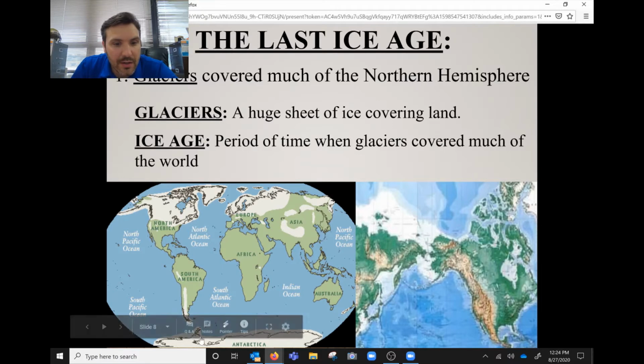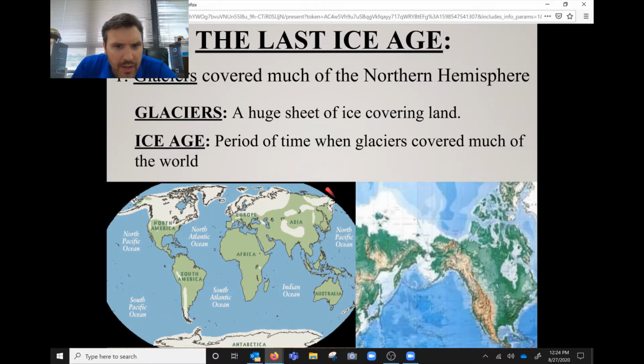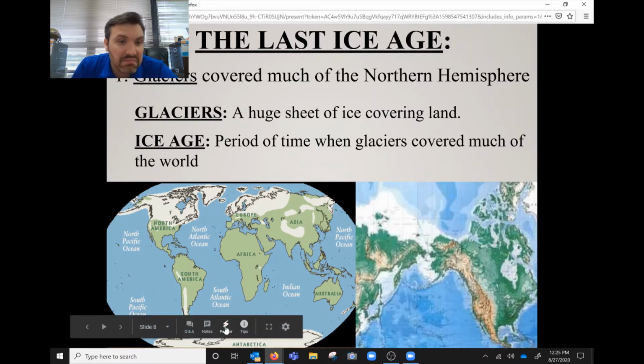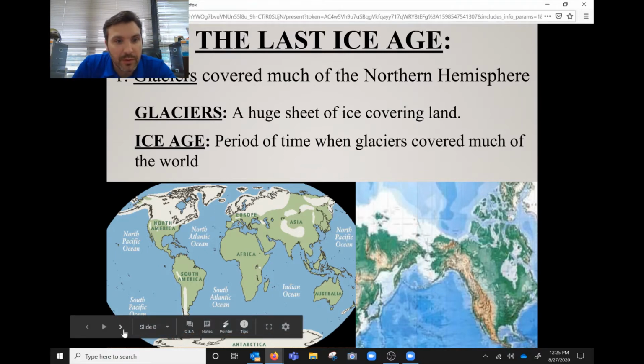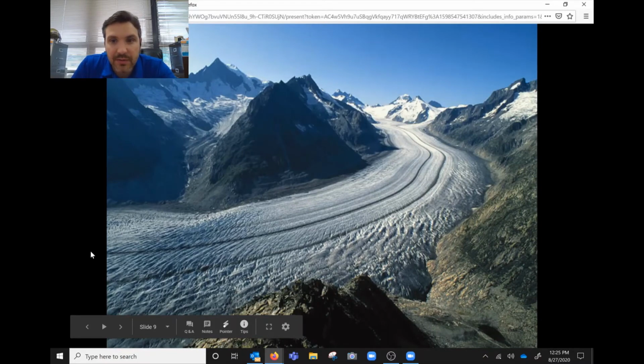As you can see here, during the last ice age, almost all of North America and Northern Europe and parts of Asia were completely covered in glaciers. This time period was known as an ice age. Okay, this information that you see here, we are later going to put into our notes, and I'll be covering that in a bit. Moving forward, here's a good example of a glacier. Giant flow of ice, starting way up in the mountains, but slowly over time flowing downhill.